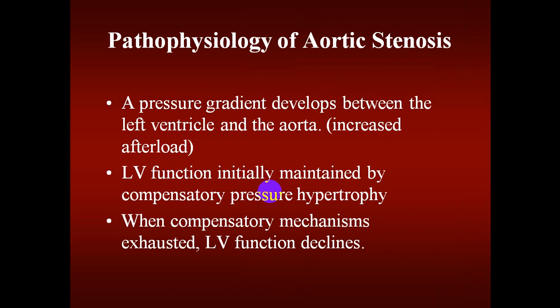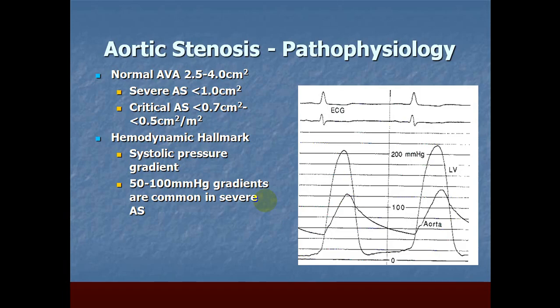Pathophysiology of aortic stenosis is a pressure gradient, so it is a pressure problem developed between the left ventricle and the aorta. In other words, increased afterload. Left ventricular function is initially maintained by compensatory pressure hypertrophy. When the compensatory mechanism is exhausted, left ventricular function declines.